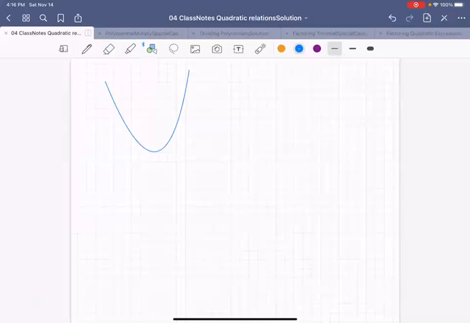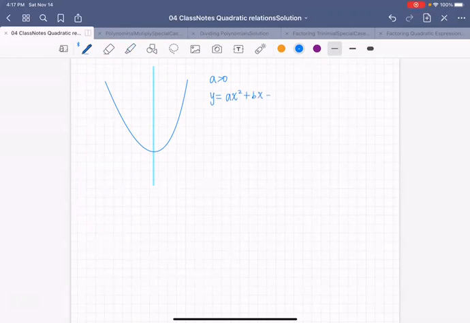This is a parabola. It opens up, and it has the axis of symmetry, like this. It's opening up, so the a is going to be bigger than 0, and the function is y equals a times x squared plus bx plus c, correct? And this has a vertex format: y equals a times (x minus h) squared plus k. This is the vertex format.